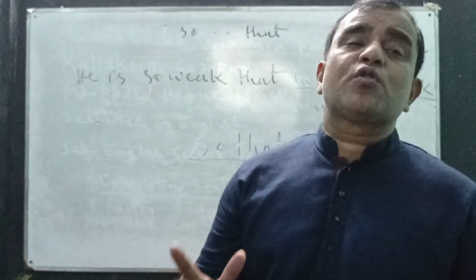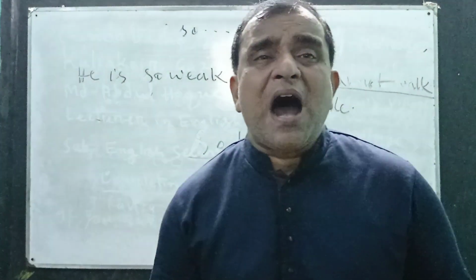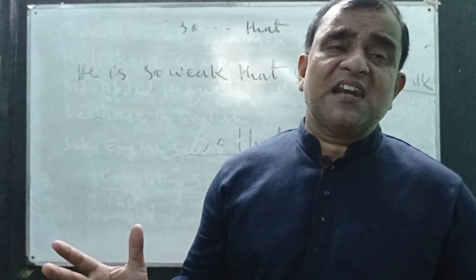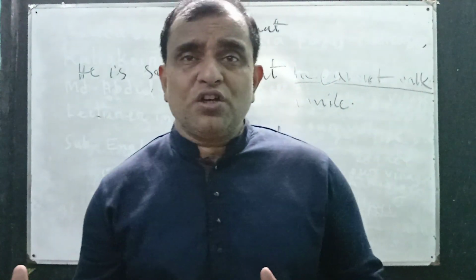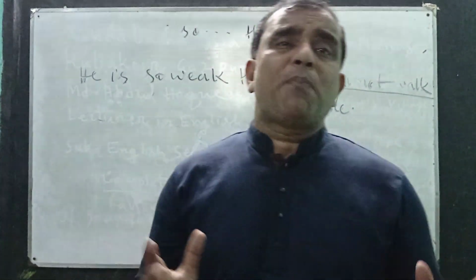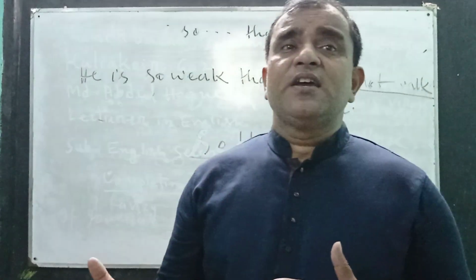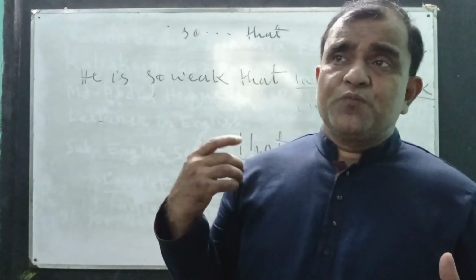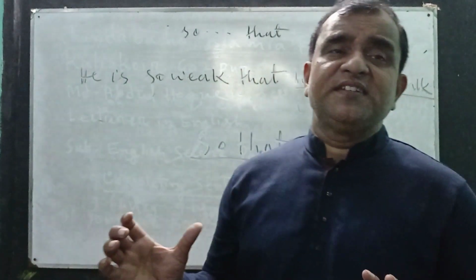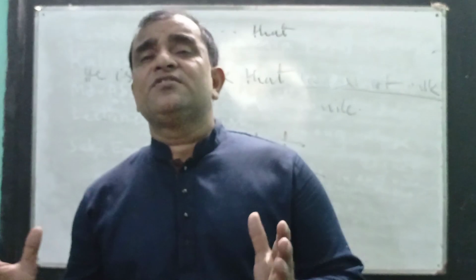Since he was poor, he could not buy a car. As it was raining, I could not go out. So this is the structure: "as" plus the first clause, then the next clause. If the first clause is in the past tense, the next clause will be past tense. If the first clause is present tense, the next will be present. We use the conjunction "when" to connect two clauses.